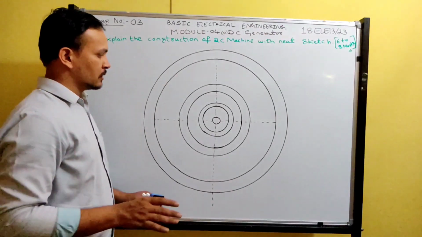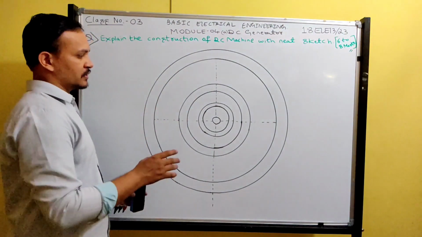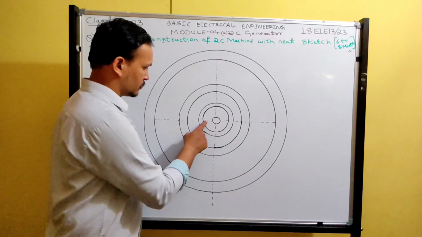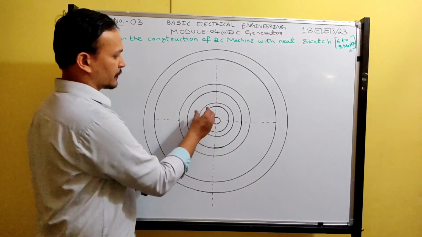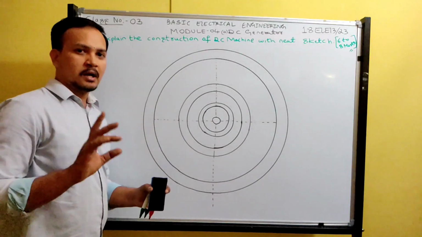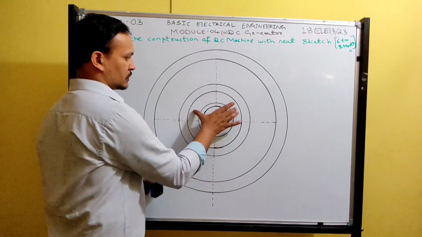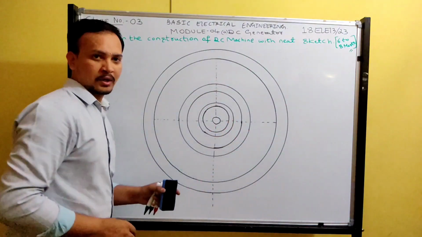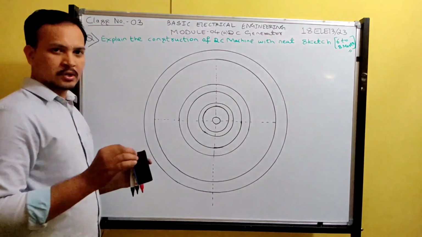Before starting, how to draw the neat sketch: first you should draw 7 circles. 1, 2, 3, 4, 5, 6, 7. With appropriate distance you should draw. You start drawing first this circle, then this one, then this one, and this one. Starting only, don't draw the outer circle. So this middle one is the shaft.